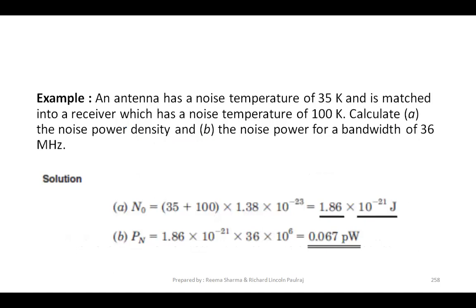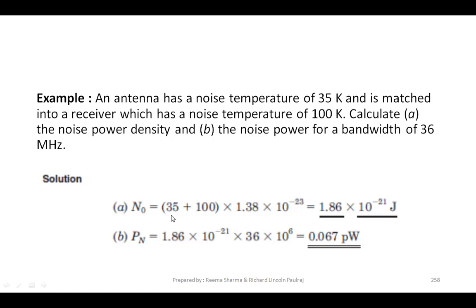We'll look at a small problem to understand how these values are picked up and how we extract data from the problem. An antenna has a noise temperature of 35 K and is matched into a receiver which has a noise temperature of 100 K. Calculate the noise power density N naught, and also calculate the noise power for a bandwidth of 36 megahertz. So B is also given here.